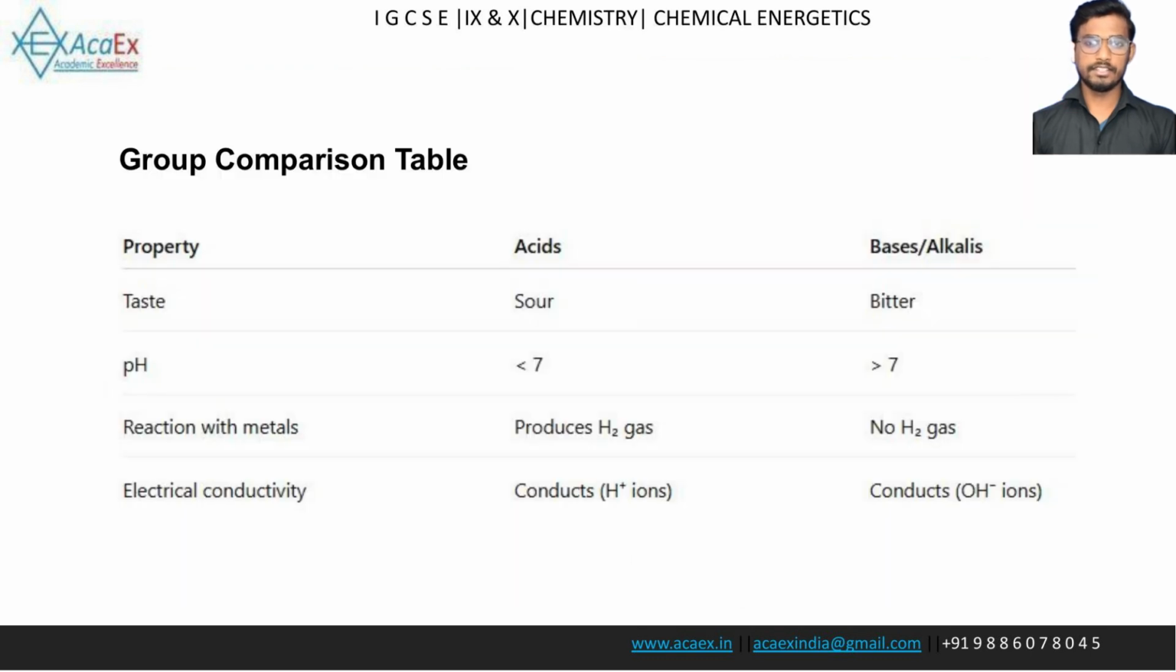This slide provides a comparison of the properties of acids and bases. Taste. Acids taste sour, while bases taste bitter. pH. Acids have a pH of less than 7, while bases have a pH of greater than 7. Reaction with metals. Acids react with many metals to produce hydrogen gas, while bases typically do not.